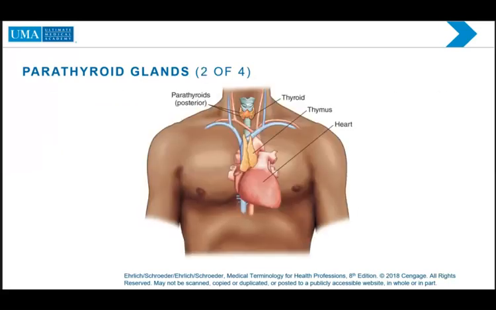You can see from this diagram where your parathyroid glands are located in relation to your thyroid, your thymus, and your heart.